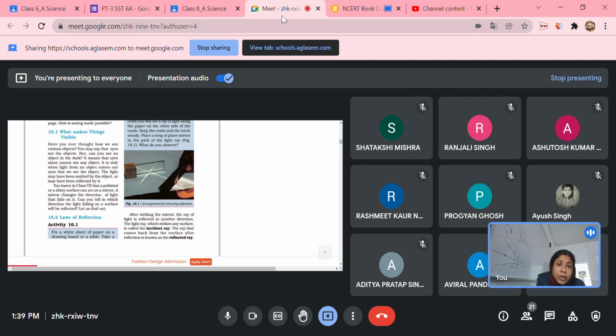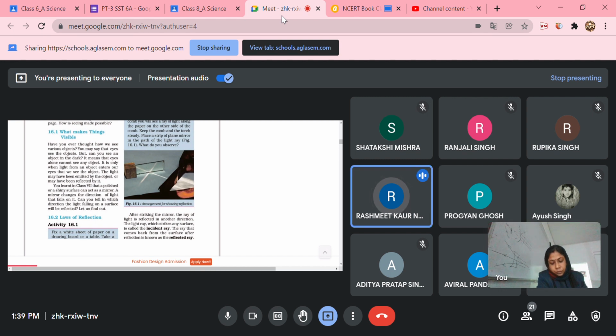That is mainly what we have read about the pupil. The light will enter the eye and the image will be formed on the retina. The retina is our screen on which the real image is formed. Okay, clear? Yes, ma'am. Now Rashmit, continue.